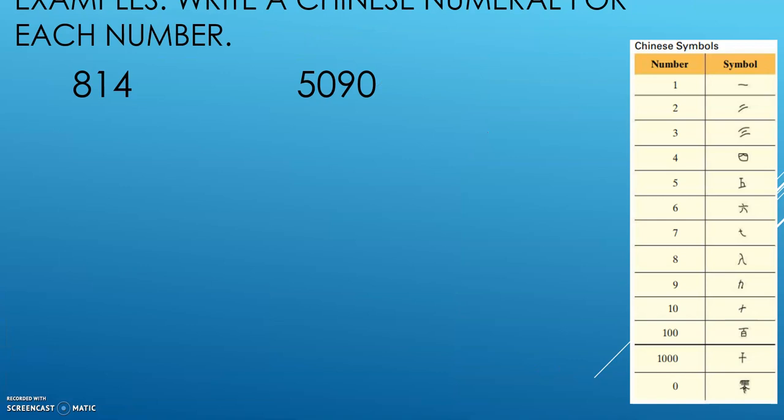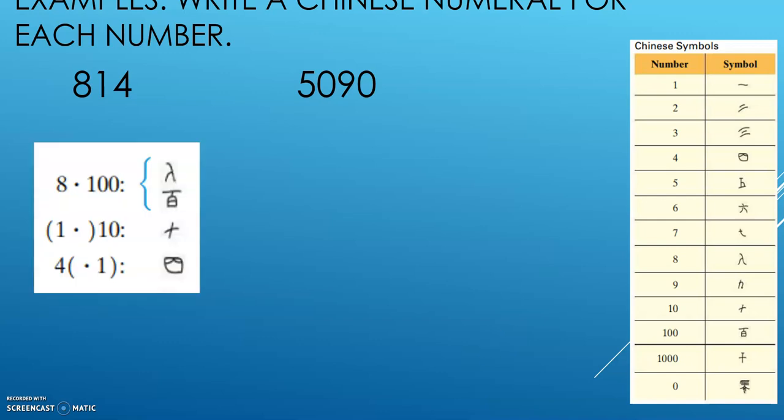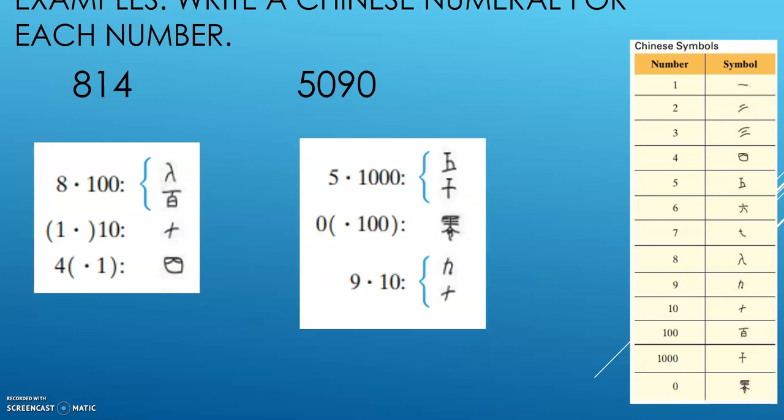Write a Chinese numeral for each number. For 814, you're going to need the symbol for the 8 and then the symbol for 100. You need the symbol for 10 and the symbol for 4. For the number 5,090, you're going to need the symbol for 5 and the symbol for 1,000. Then the symbol for 90 is going to be 9 times 10. We do need to put that 0 symbol in there for the 0 in the hundreds place.